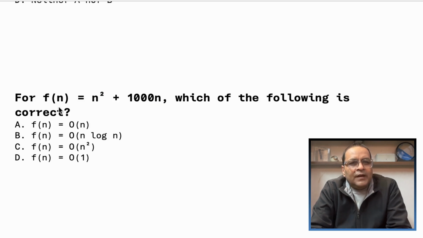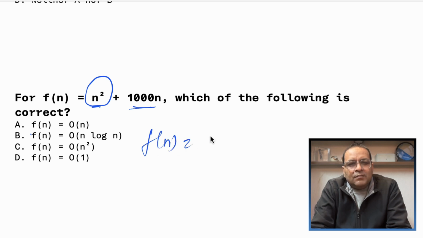Last question, for f(n) equals n square plus 1000n, which of the following is correct? All of these notations are big O notations, and we know that big O considers the highest power of n in the function. So we can say that f(n) is big O of n square, and that option will be C. So option C is correct.